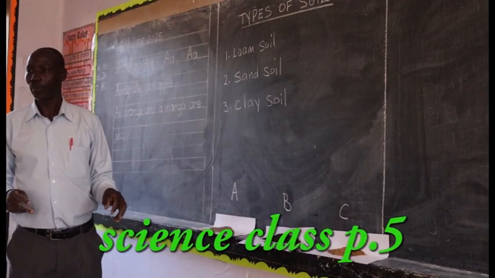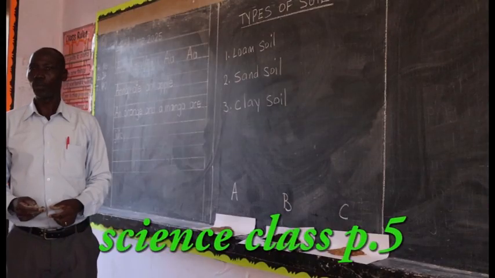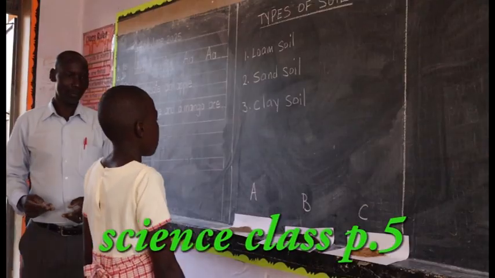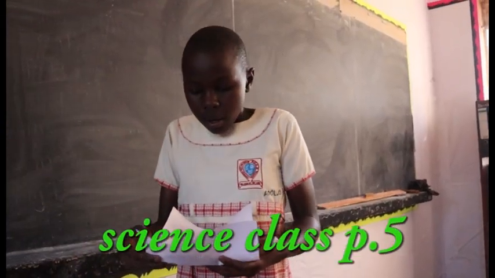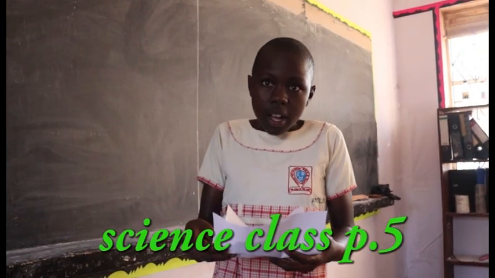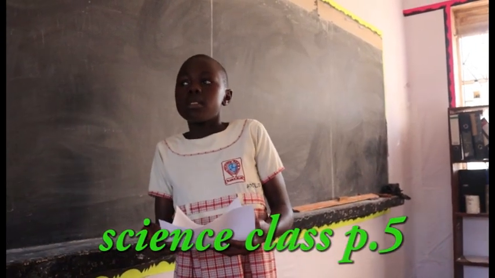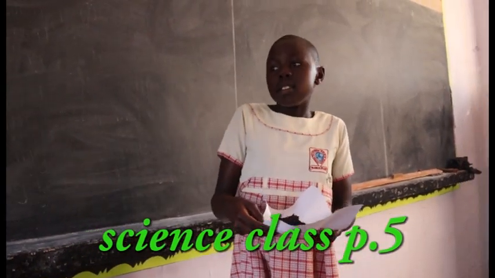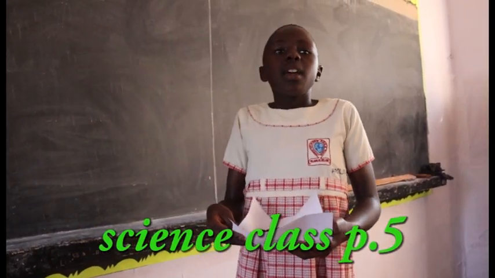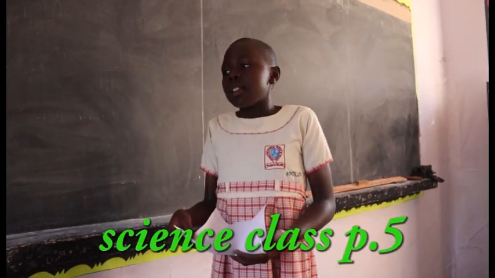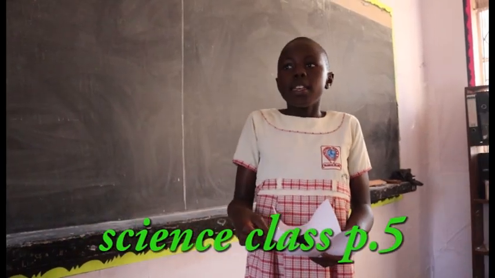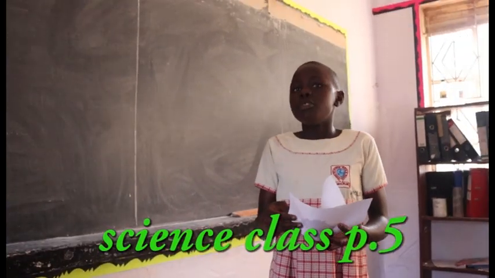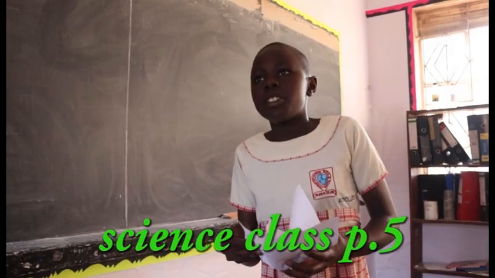Yes, Apple. Which one are you going to talk about? Loam soil has organic matter, which is humus, and it is used for crop growing, and it is the best used. It is well aerated than clay soil and also sand soil, and it also has moderate drainage, as the teacher said.